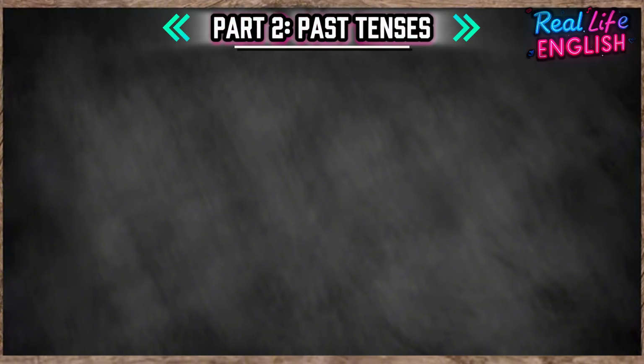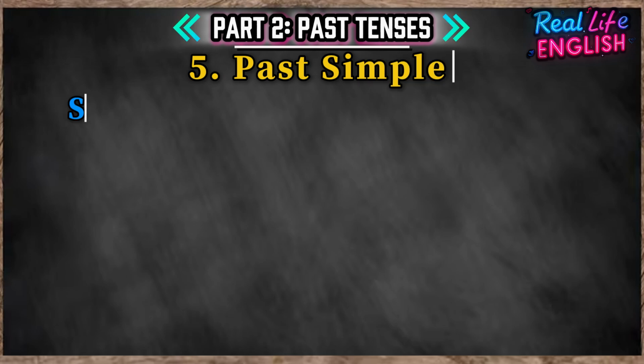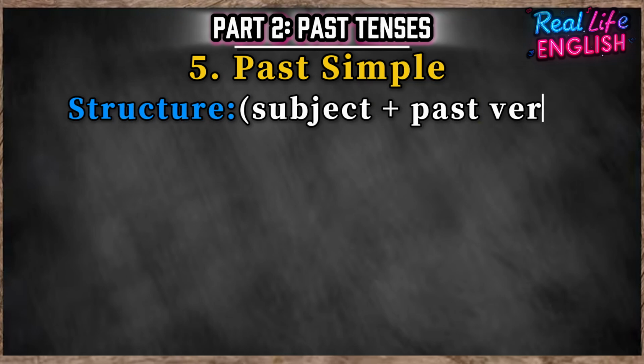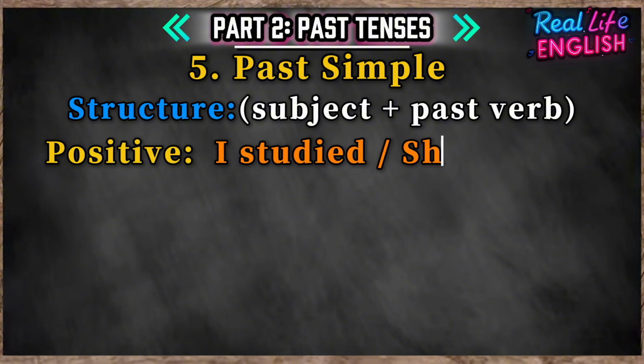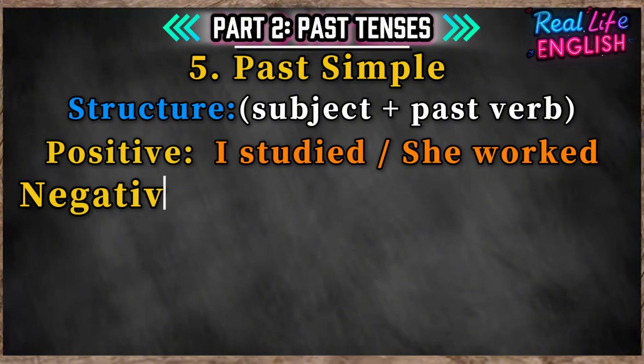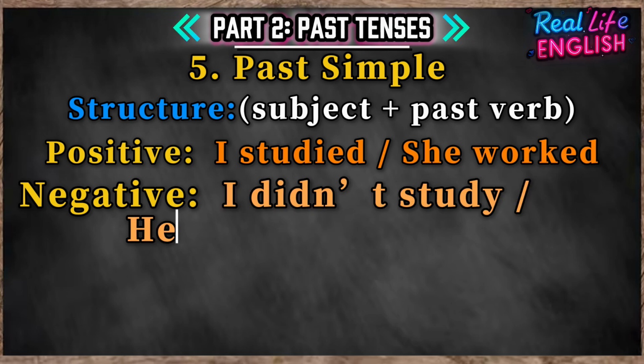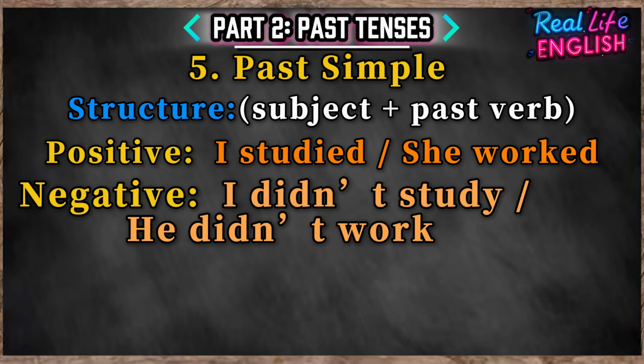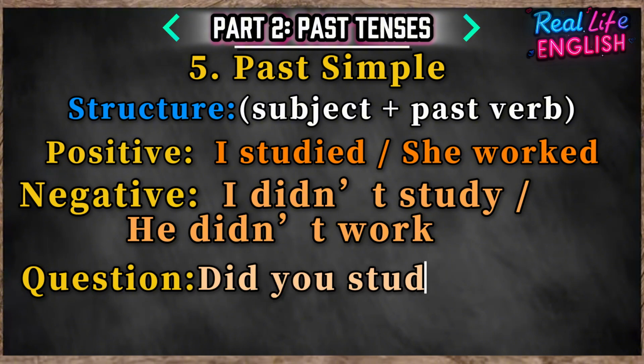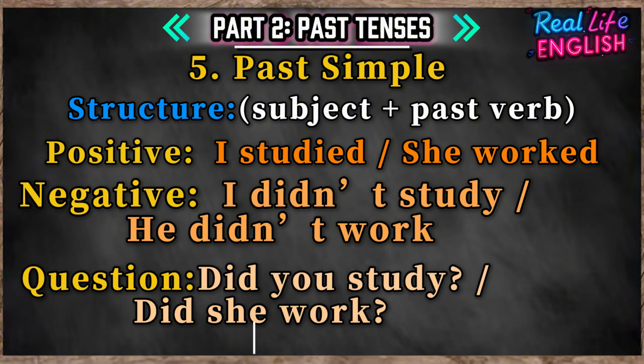Part 2. Past tenses. 5. Past simple. Structure. Subject plus past verb. Positive. I studied. She worked. Negative. I didn't study. He didn't work. Question. Did you study? Did she work?